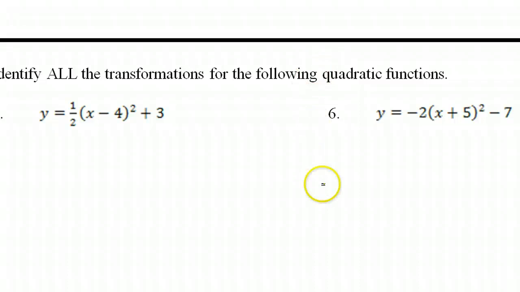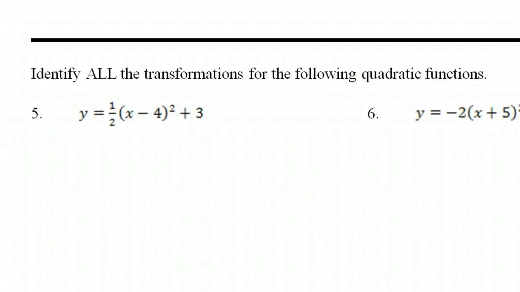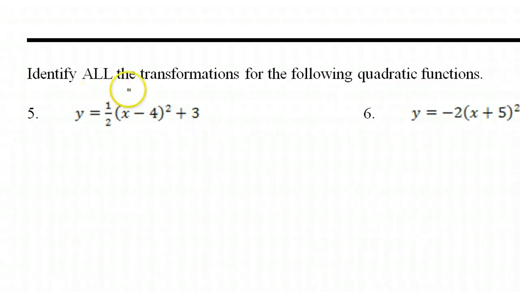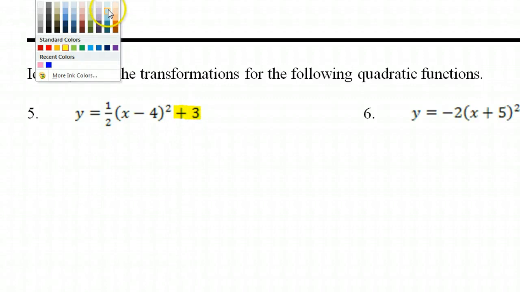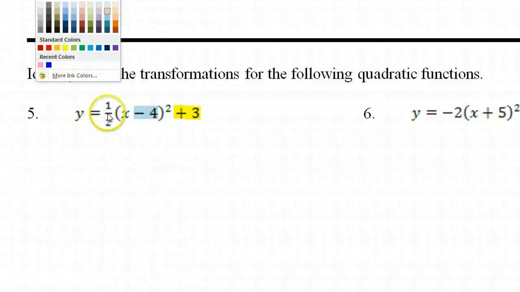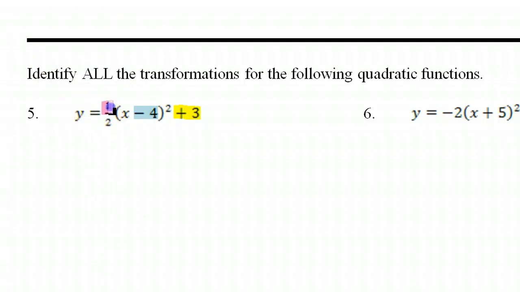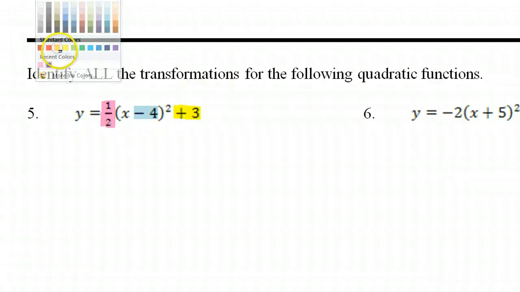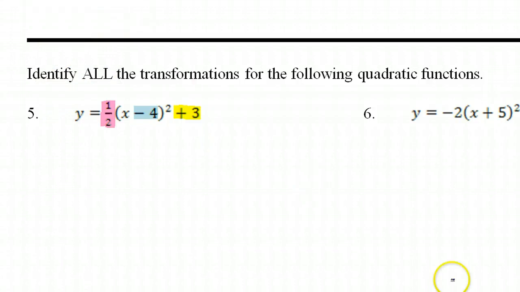Now, let's identify all of the transformations for the following quadratic functions. So looking at this, I see 3 transformations. I see this yellow one, I see a blue one, and I see a pink one. These are the 3 transformations. Let's take them one at a time. I'm going to start with the yellow one. I better make this a little bigger.